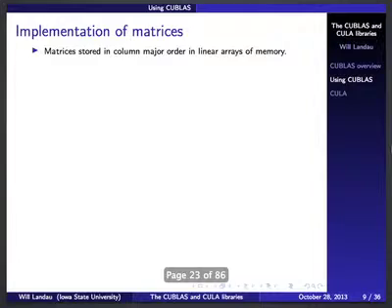Before we get to an example, I should say that since CUBLAS is based on BLAS, which is written in Fortran, matrices are stored in or referenced in column major order instead of row major order.